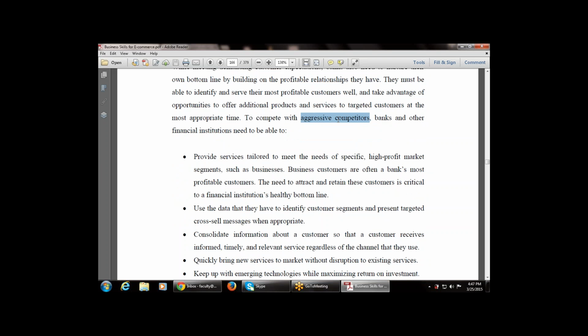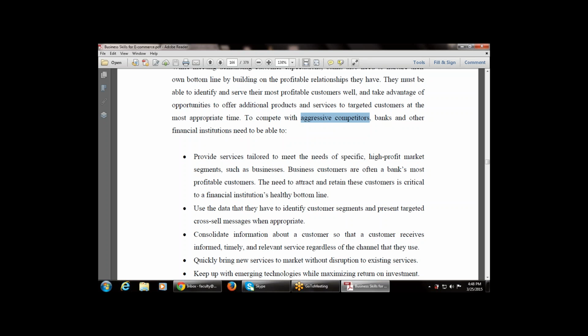To compete with aggressive competitors, banks and financial institutions must be able to meet the various competitors. So banks have to be able to provide services that are tailored to meet the needs of a specific high-profit market segment. It is very important that banks satisfy the customer.